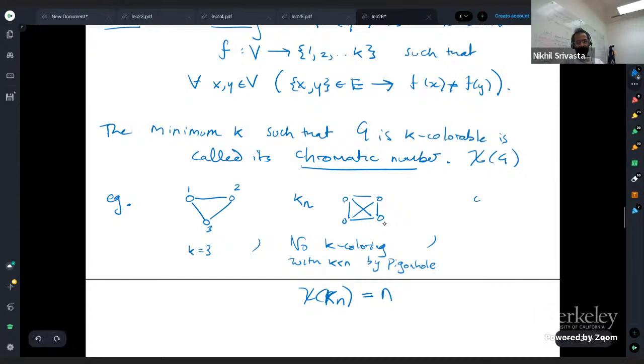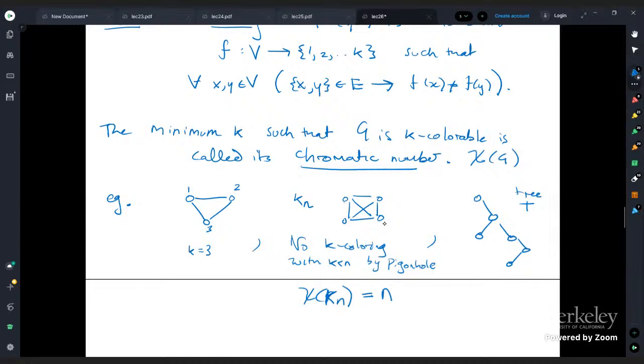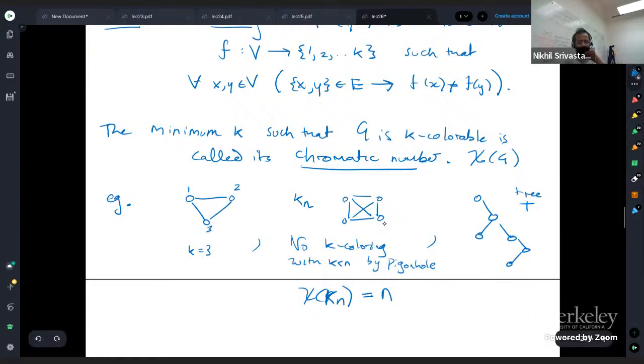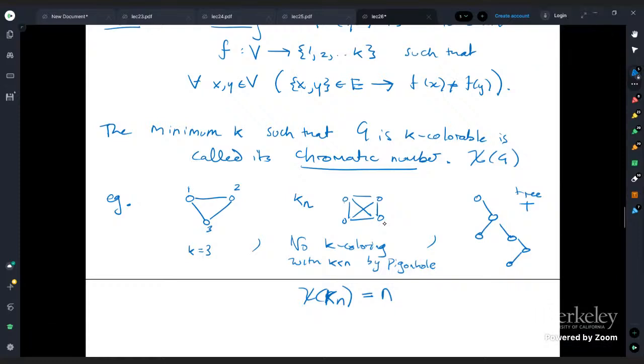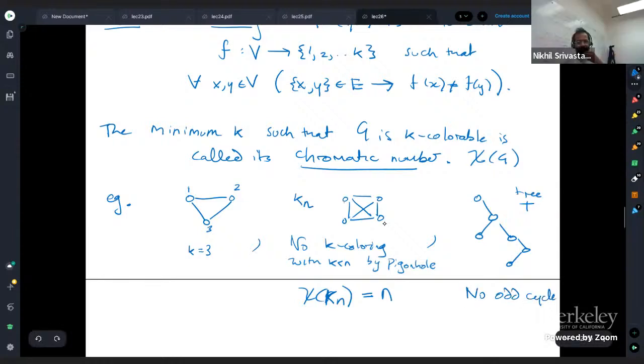Here's another interesting example. What about a tree? Any tree. Shouldn't a tree be 2 colorable always? Why? Because we're never going to have cycles looping back. This has no odd cycle, well, because it has no cycle at all. So this is actually 2 colorable. So the chromatic number of any tree is just 2.